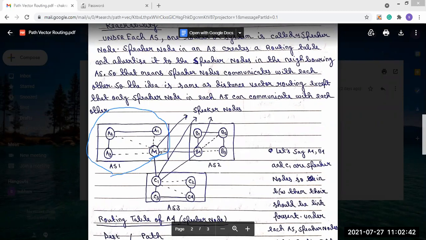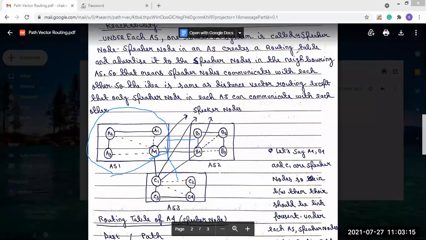Each router's table can be created if autonomous systems share their reachability list with each other in table format. So the routing table can be created. Considering this, autonomous systems now share reachability with each other. We are considering autonomous system 1, AS1. It will share its reachability with autonomous system 2, and it will also share its reachability with autonomous system 3.